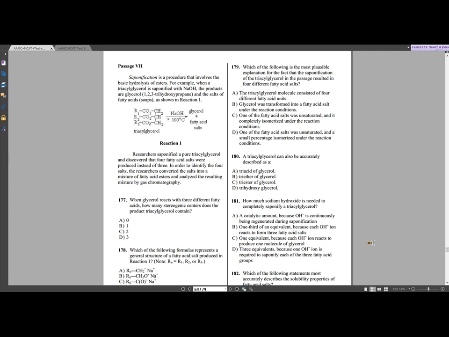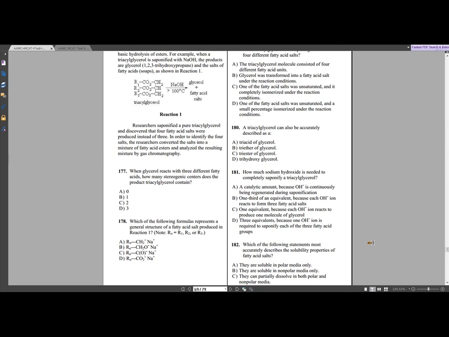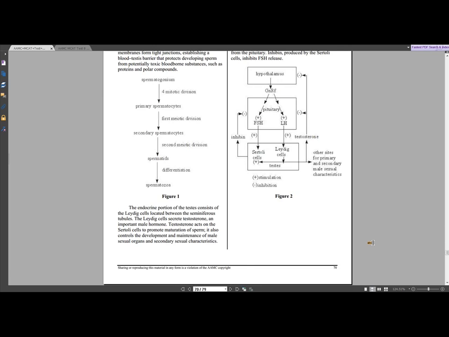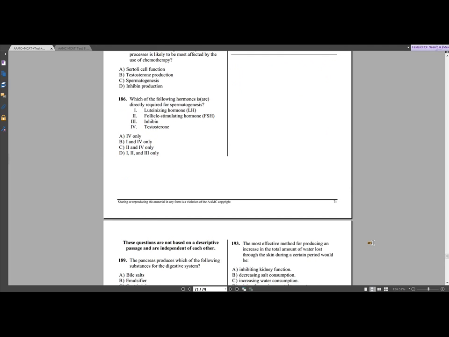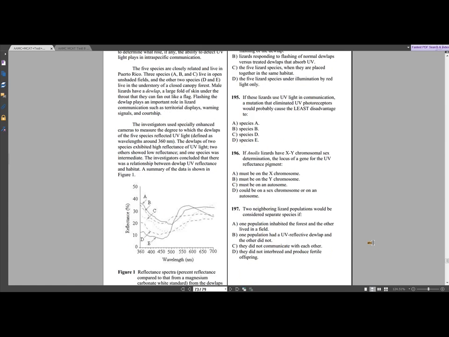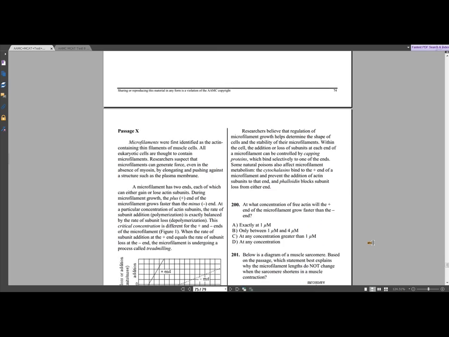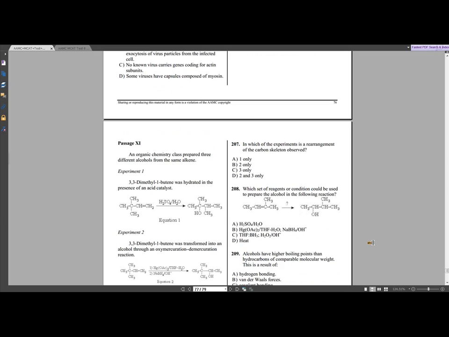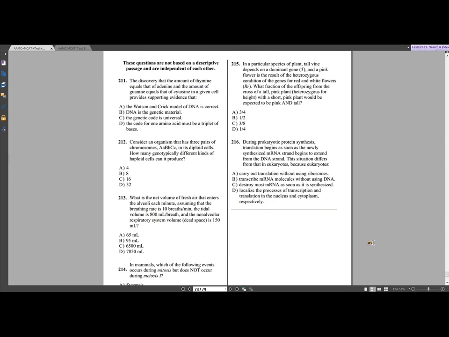Yay, I like soaps. Except I don't like soaps when they're tested on it. Why is there 10? 11? There's not 11 passages.